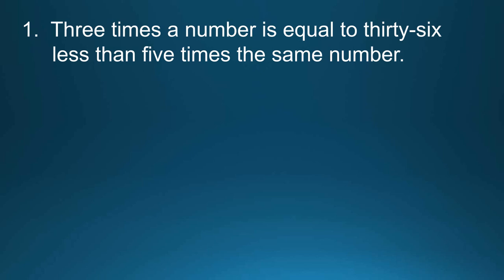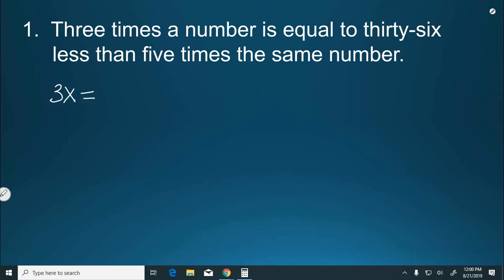Number 1, 3 times a number is equal to 36 less than 5 times the same number. I've read it once. I saw the word is. That's where I need to put my equal sign. So 3 times a number, that's 3x, is equal to 36 less than 5 times the same number.